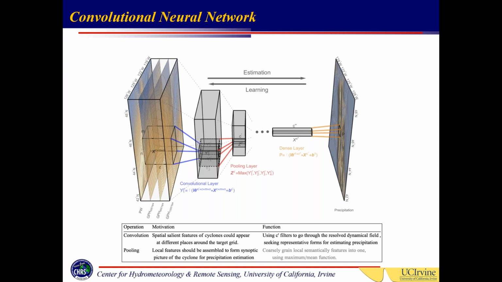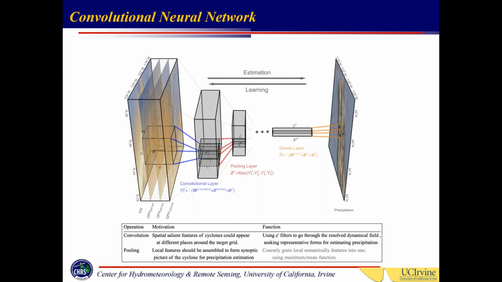So a convolutional neural network uses some learnable filters to go through the imagery data and try to synthesize local features from the previous layers. And by spatial downscaling, which is achieved by pooling layers, we can merge different local features into a larger or synoptic feature.